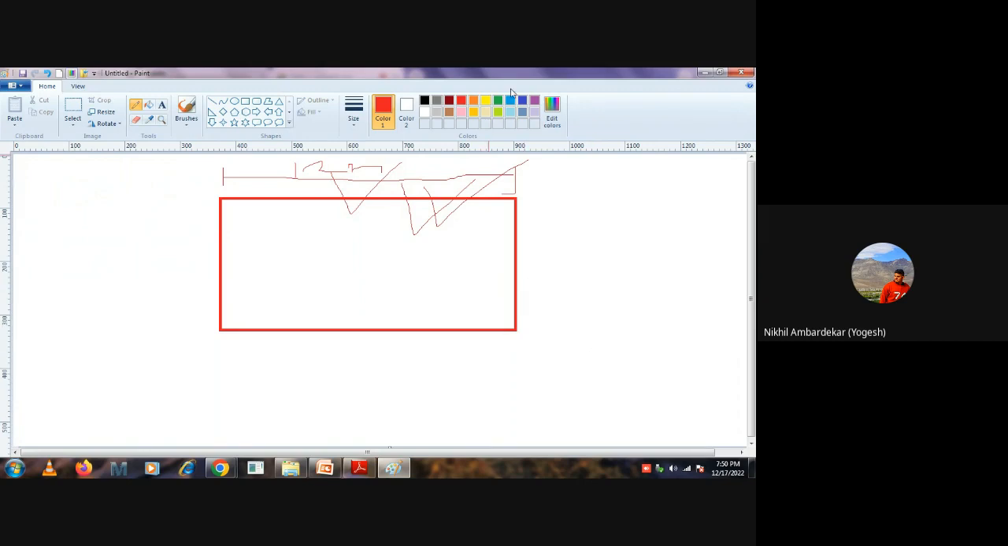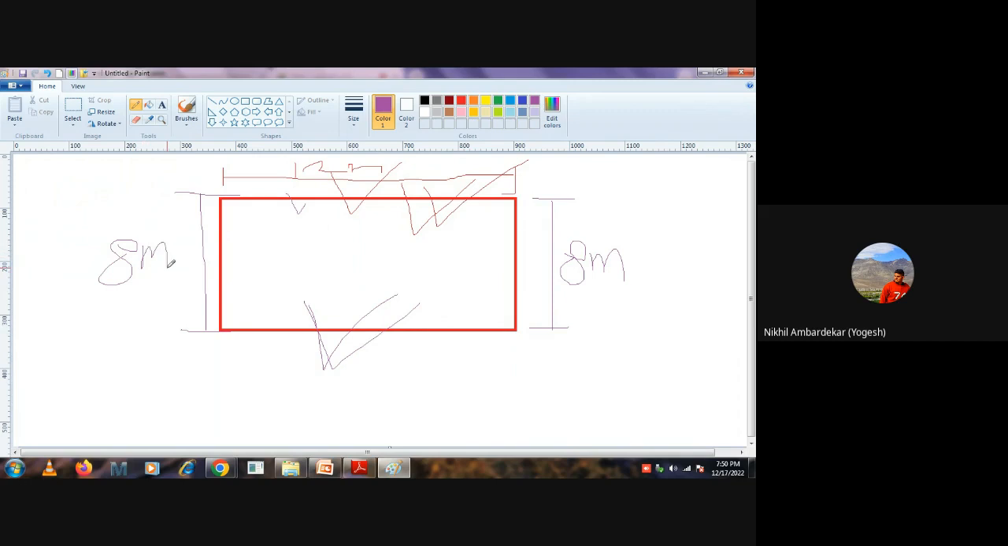The first thing: we don't need to calculate again for this, because this 12 meter wall is the same. Correct? So once you are done with this wall, automatically you are done with this one, because the aspect ratio is also the same. Now, this is our 8 meter wall. This is also an 8 meter wall.